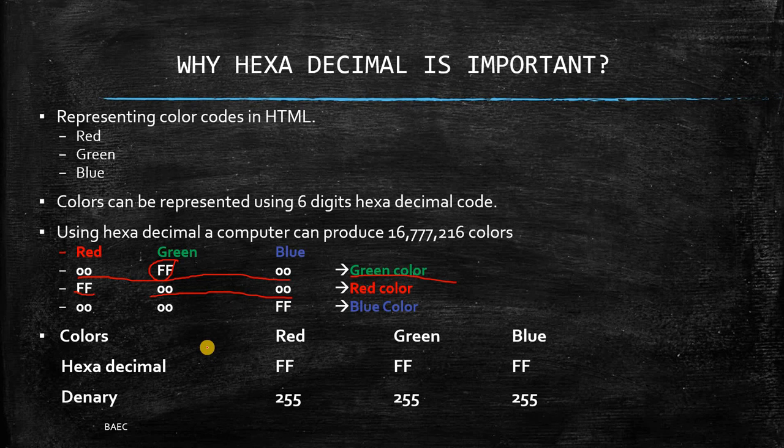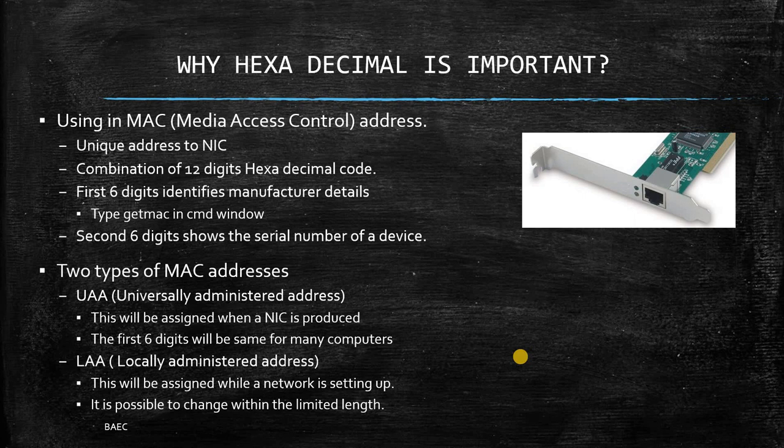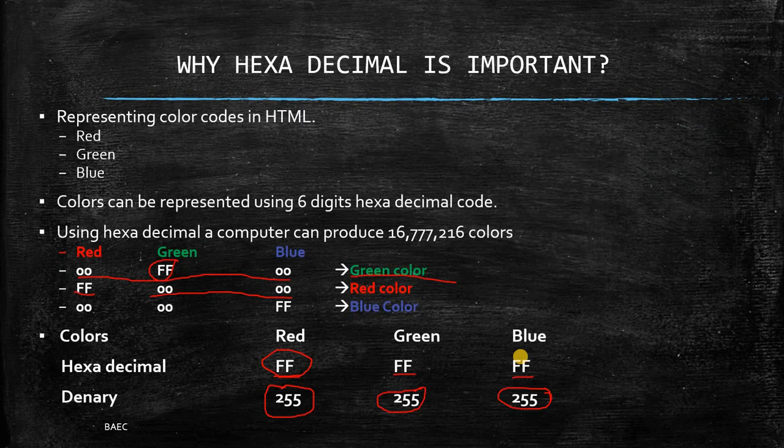Okay, we'll continue. Colors red, green and blue. In hexadecimal the maximum value of a color is FF. At the same time, the value of FF in denary is 255. FF value is 255. That also you will learn in the next slides. Clear? We'll continue.